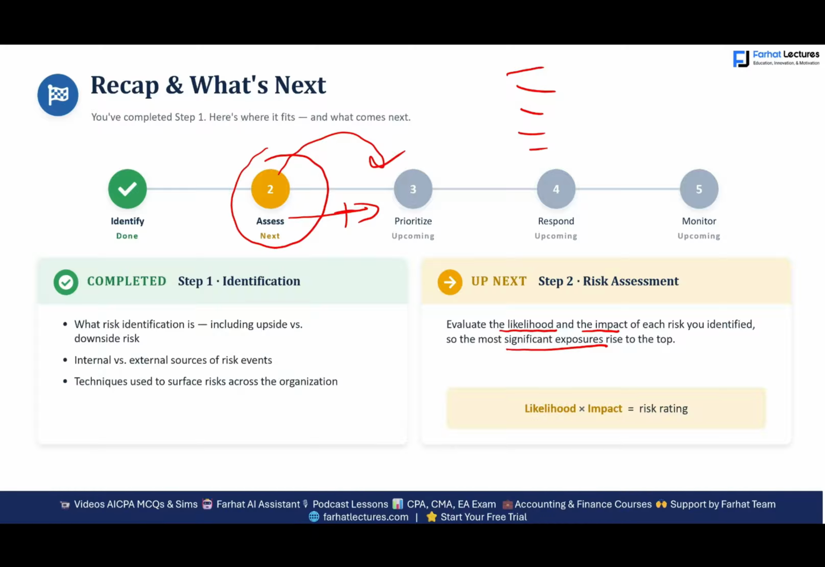And we're going to do some computation in the next session. It's not only going to be theoretical. We're going to look at some probabilities. We're going to take the likelihood times the impact to rate the risk. But that's for the next session.